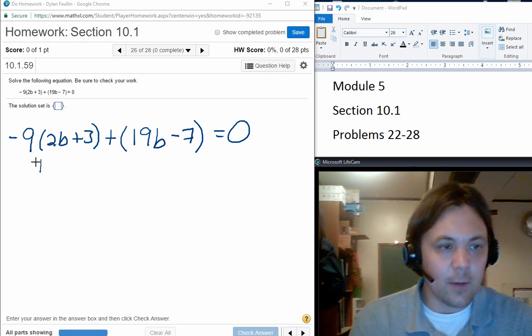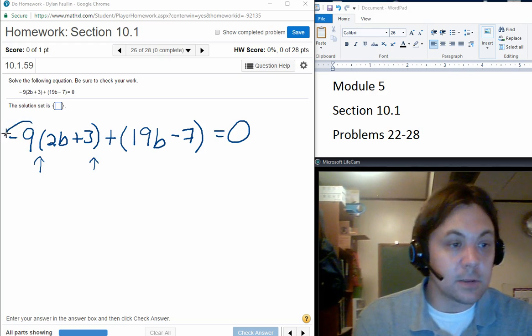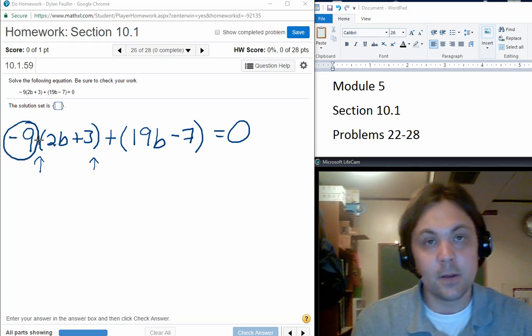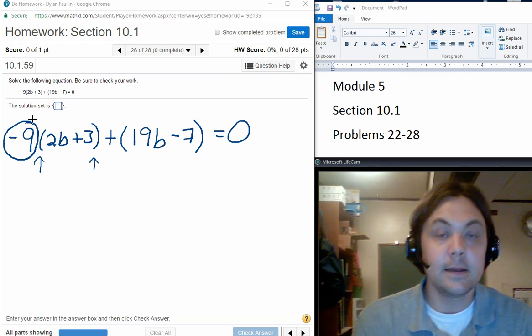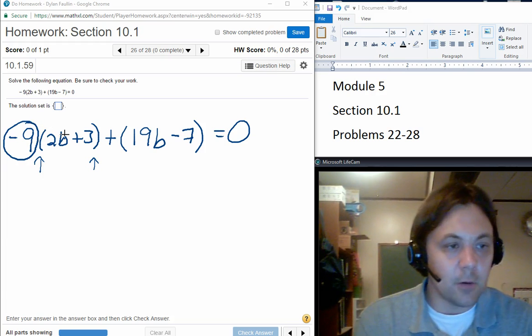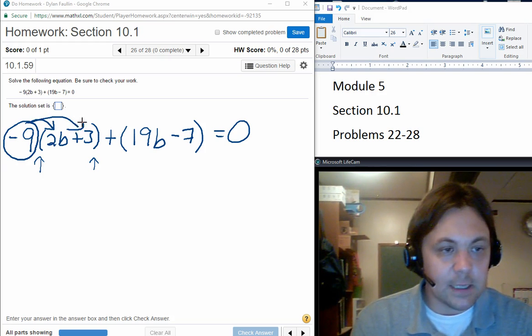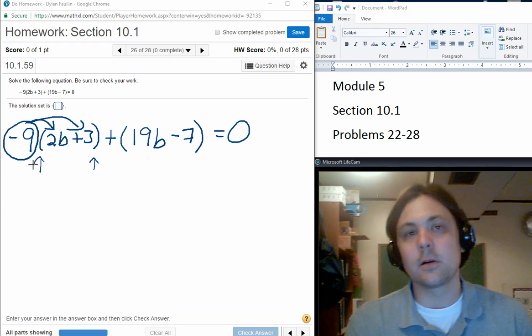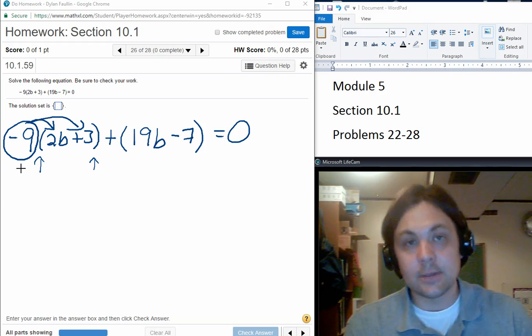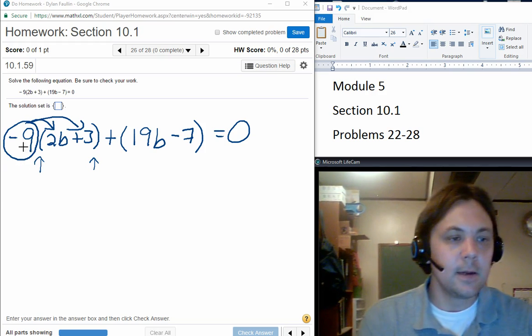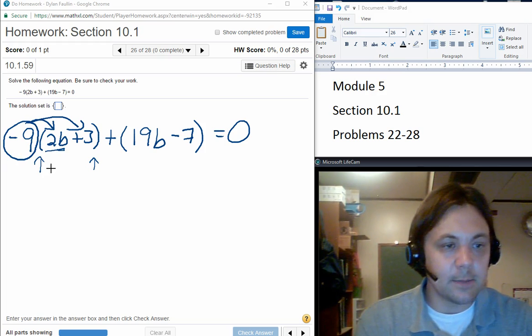So why do I have this set of parentheses here? Mathematically speaking, it's to multiply it by this -9, or to distribute the -9 into the parentheses. Same thing. So to multiply this parentheses by -9, we'll go ahead and distribute. And once I've distributed, the parentheses are no longer mathematically necessary, so I can just drop them. I don't need to write them anymore. So I'm going to have -9 times 2b.